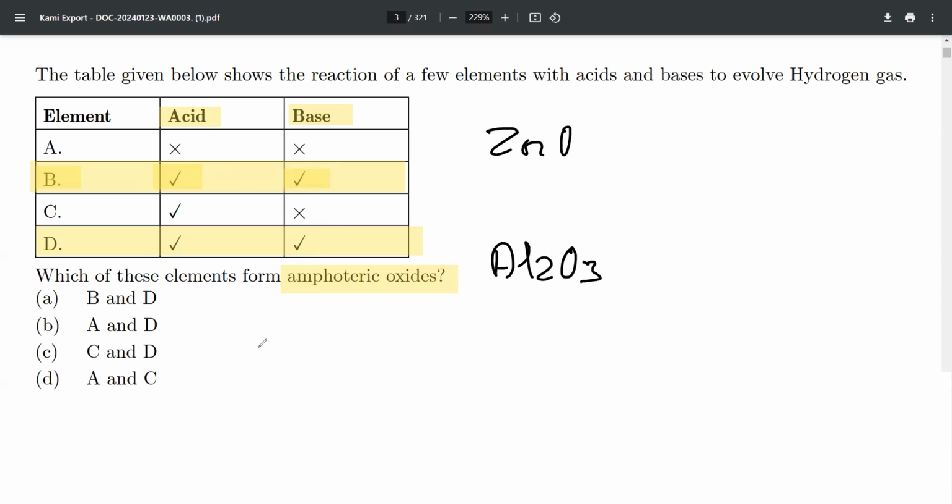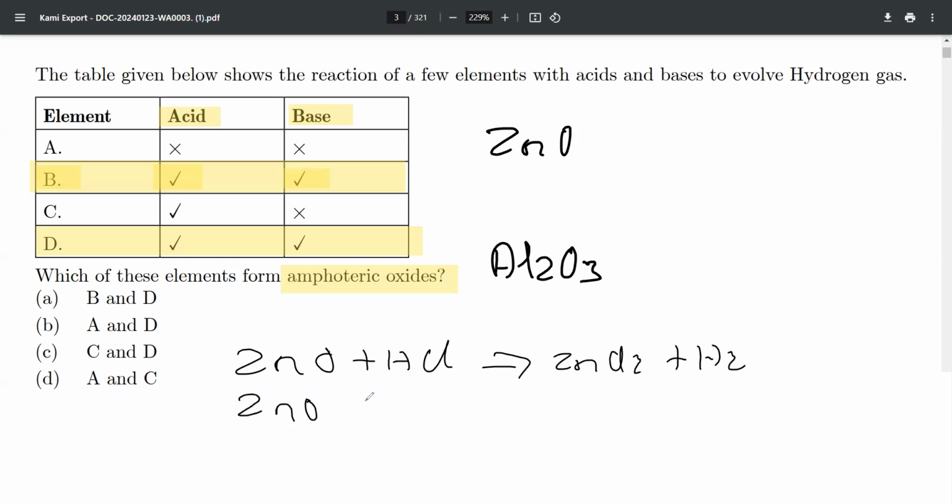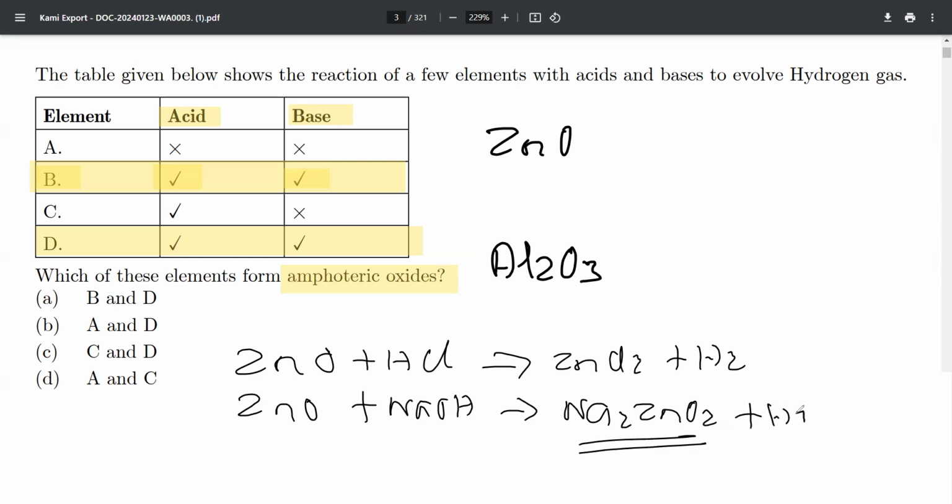So I think I should show you what the reaction is. Zinc oxide reacts with, say, hydrochloric acid to produce salt. The salt here is ZnCl2, plus water. Zinc oxide will also react with a base, say, for example, sodium hydroxide, and then it will give sodium zincate, that is Na2ZnO2, plus water.